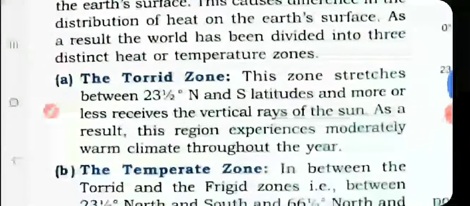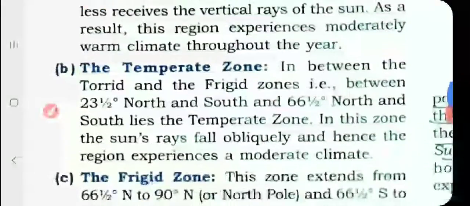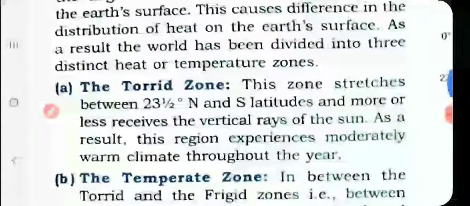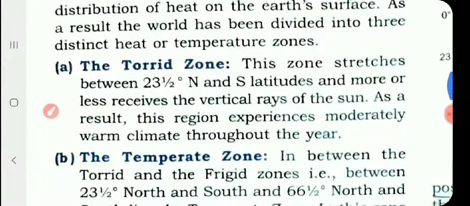Now, on the basis of this, there are three zones. Mainly the torrid zone. The torrid zone is the zone where sunlight falls directly on the surface of the earth throughout the year. The zone extends from 0 to 23 and a half north and 0 to 23 and a half south.